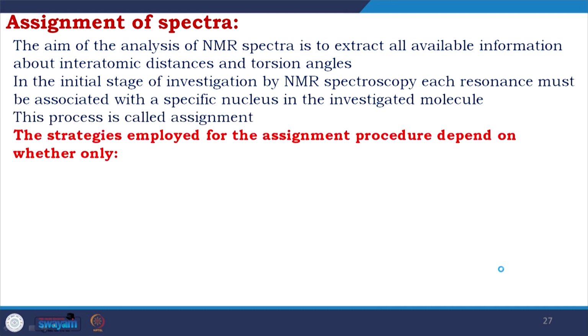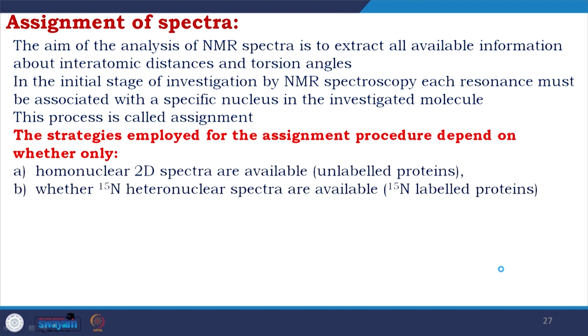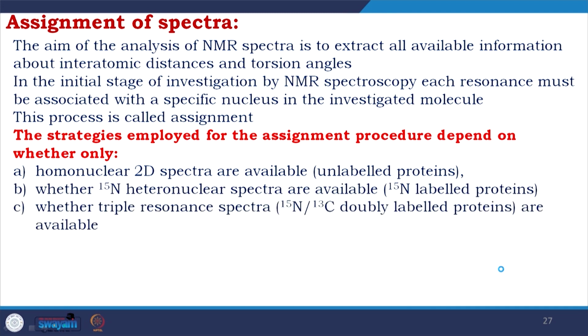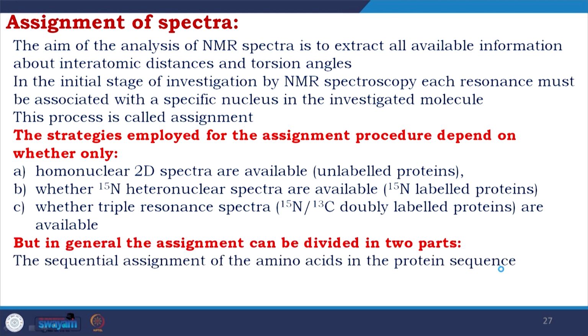The strategies employed for the assignment procedure depend on whether only homonuclear 2D spectra are available, which is an unlabeled protein, whether 15N heteronuclear spectra are available, a 15N labeled protein, or whether triple resonance spectra, both 15N and 13C, are available, a doubly labeled protein. But in general, the assignment can be divided into two parts: the sequential assignment of amino acids in the protein sequence, because you know the protein sequence, and the assignment of the amino acid side chains.